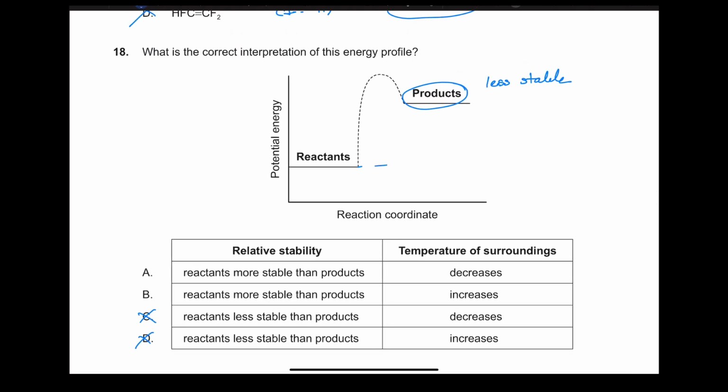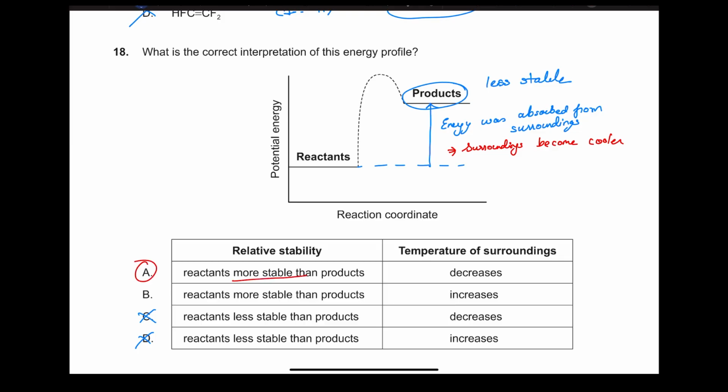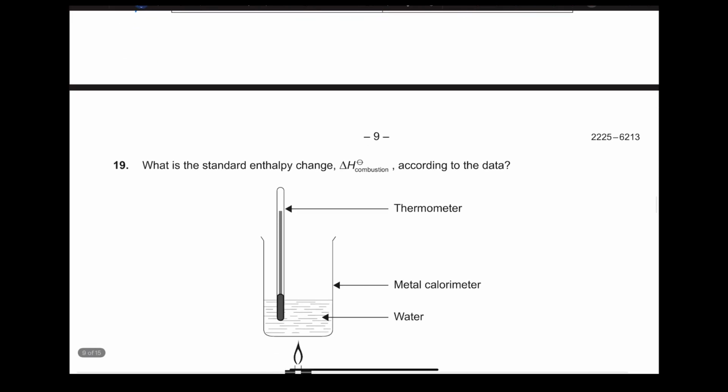Now, this energy was absorbed from the surroundings, right? The delta H, enthalpy. The energy. So when we absorb energy from surroundings, what happens is the surroundings become cooler. So of course, temperature of the surroundings would decrease. Answer would be A. Reactants more stable, temperature decreases.